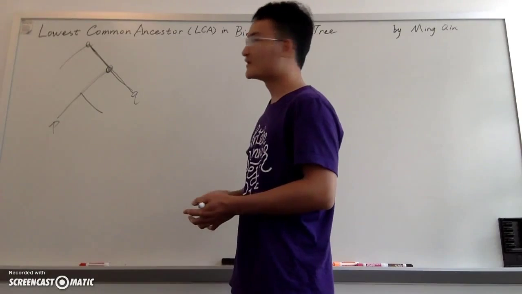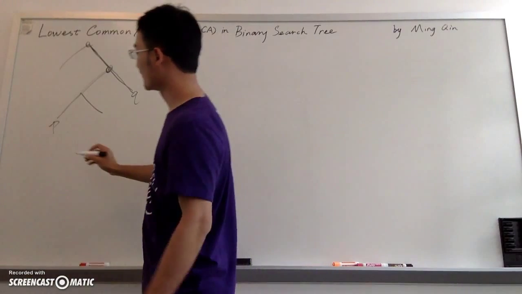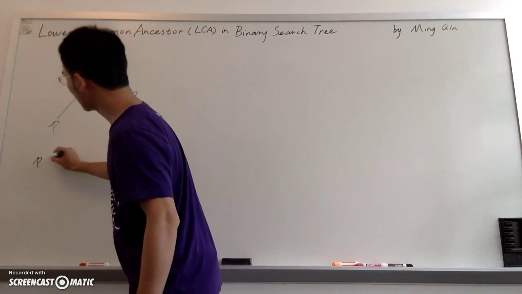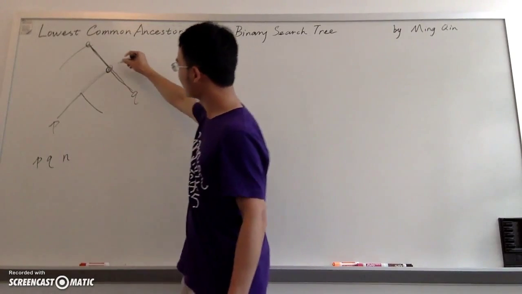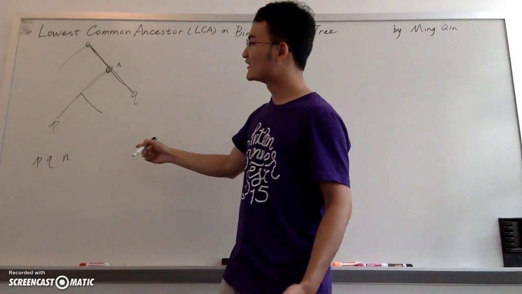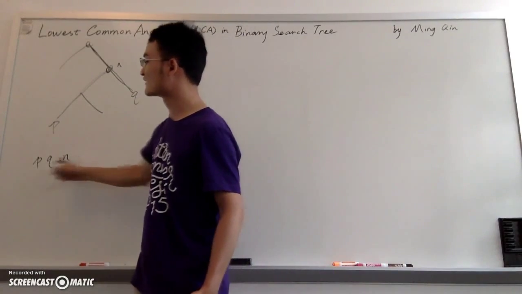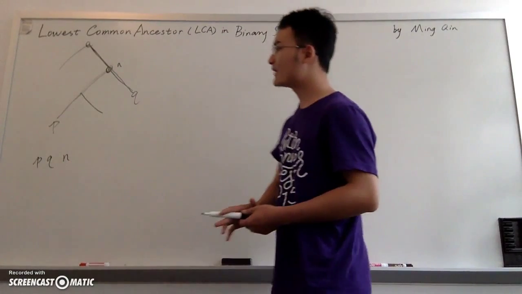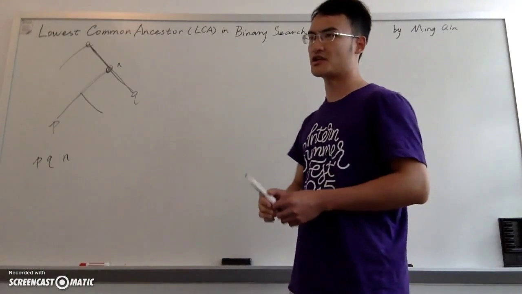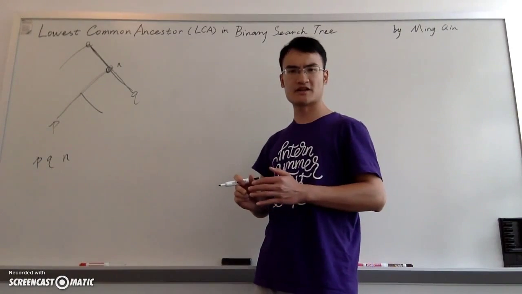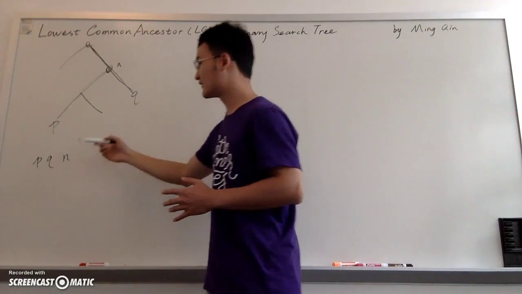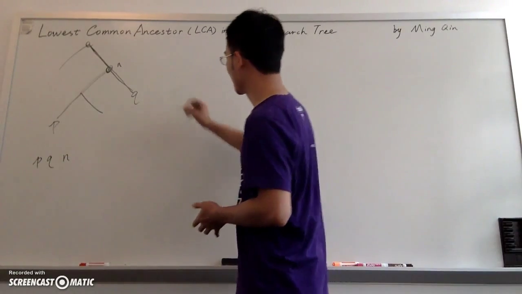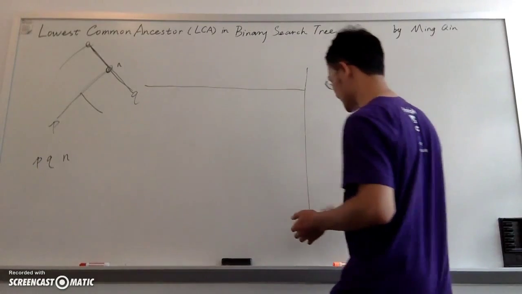In order to find it, let's first think about another question. If I give you P and Q, and give you any single node n, can you test if n is the lowest common ancestor of P and Q? Remember, in the binary search tree, every node is associated with a value, so that we can compare the values of the three nodes and draw a chart like this.